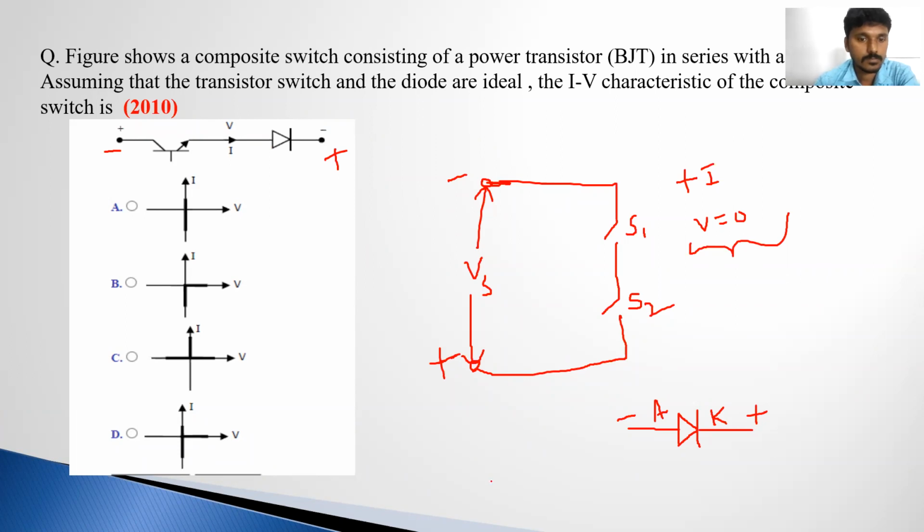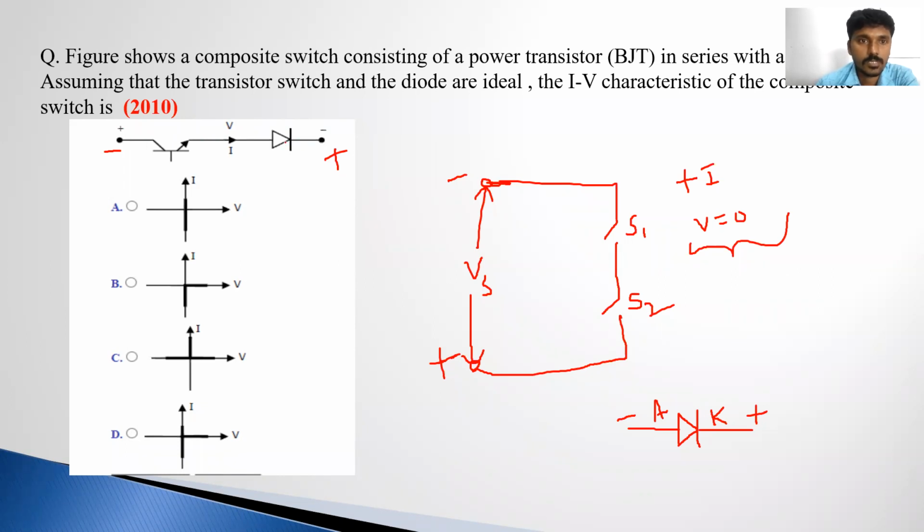Can you put the message in the chat box also? If the cathode is positive and anode is negative, whether the diode is turn on or turn off, please put it in the chat box. Turn off. Turn off means it is not going to conduct.